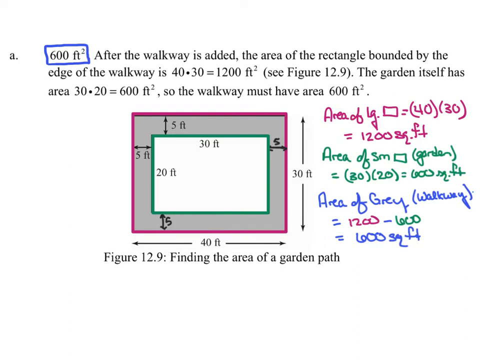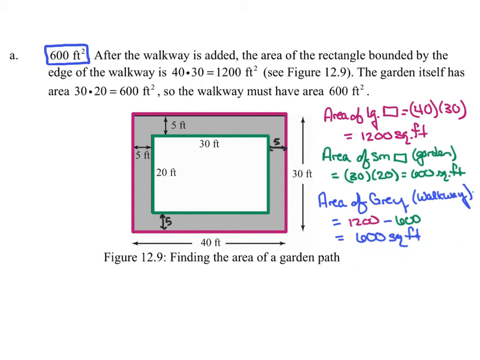So we're going to use these dimensions to find the area of each piece. The area of this pink rectangle would be 40 by 30, or 1,200 square feet. The area of the garden, which is this green part here, would be 30 by 20, or 600 square feet. The area of the gray part would be the difference between those, so the walkway is going to be 1,200 minus 600, or 600 square feet.